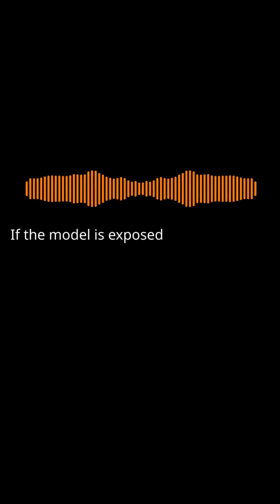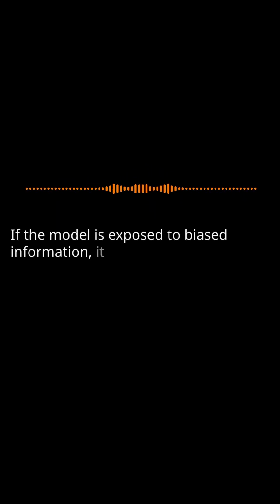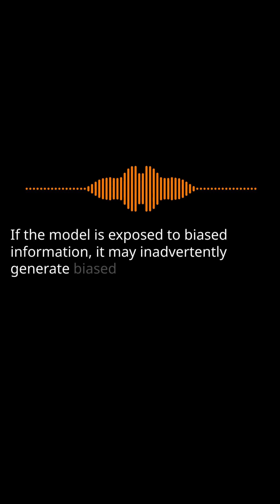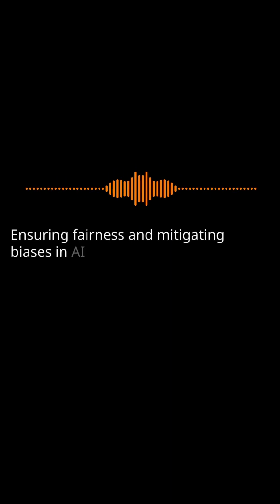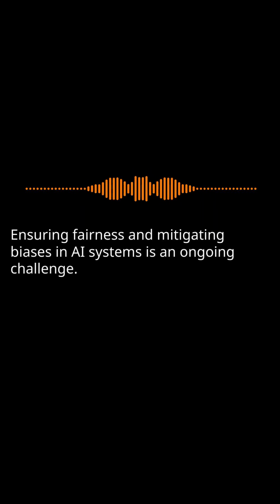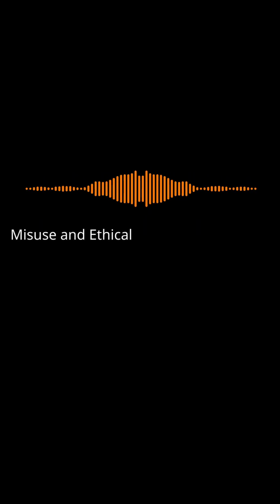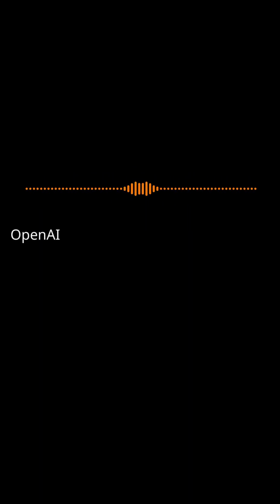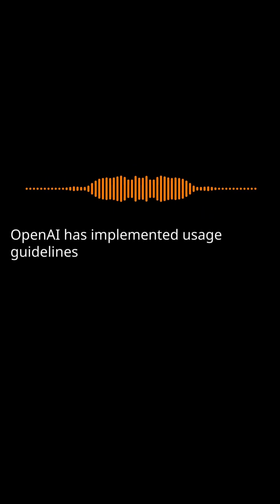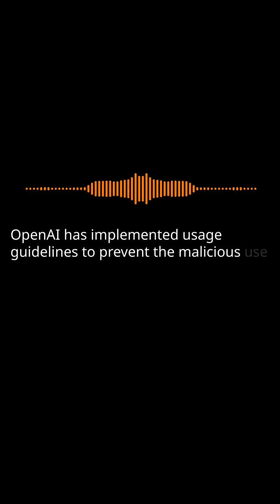If the model is exposed to biased information, it may inadvertently generate biased outputs. Ensuring fairness and mitigating biases in AI systems is an ongoing challenge. Misuse and ethical guidelines. OpenAI has implemented usage guidelines to prevent the malicious use of ChatGPT. This includes restrictions on generating harmful content, engaging in illegal activities, or impersonating specific individuals.